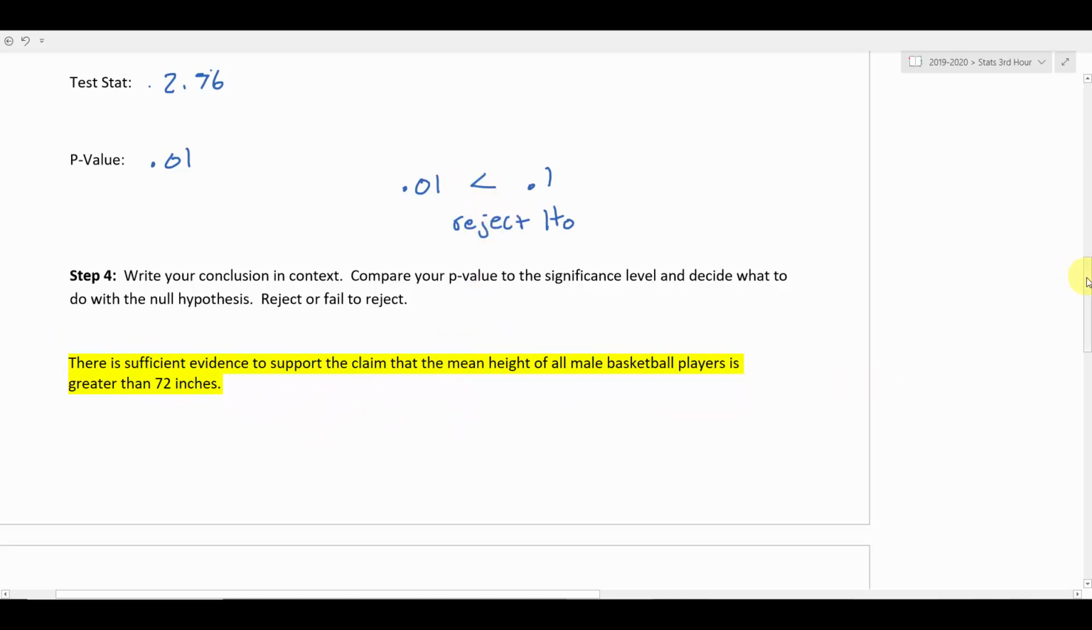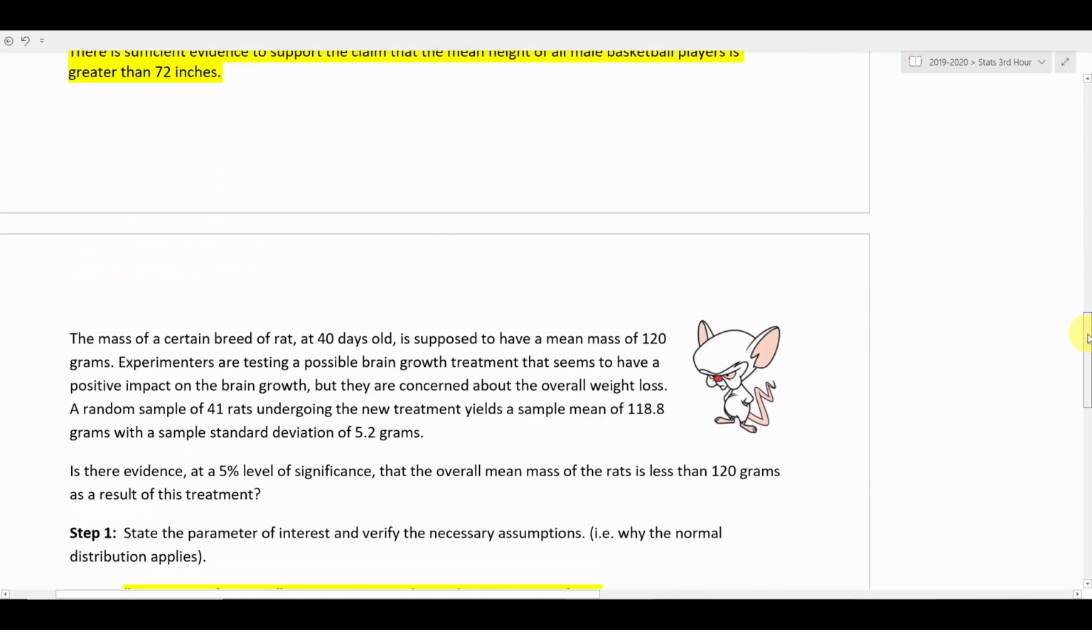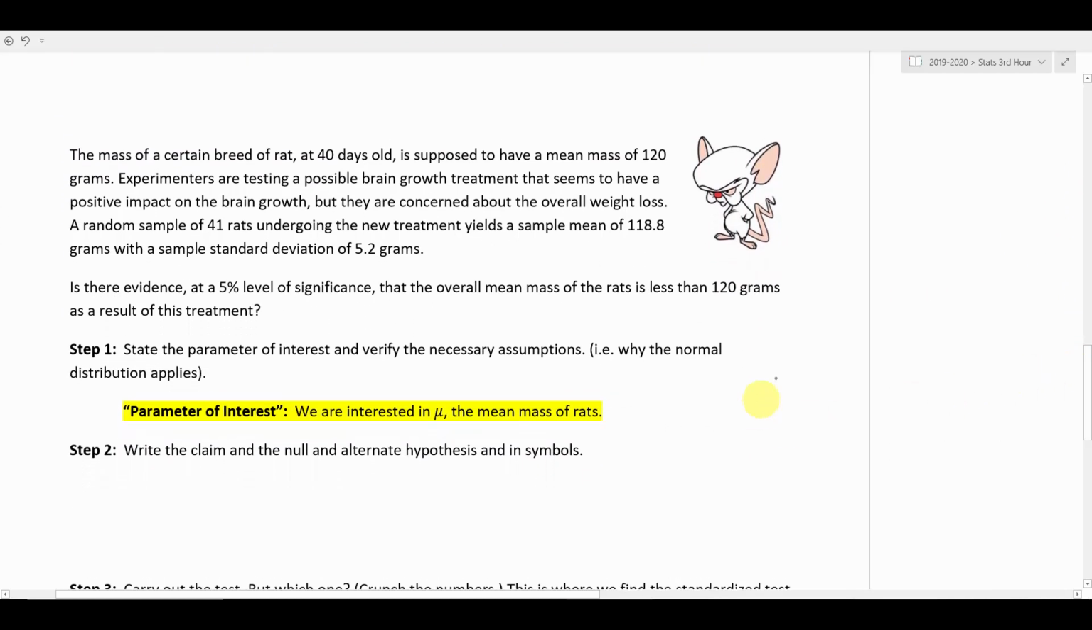All right, let's keep going here. Let's look at another example. So we've got rats in this one. And if you don't know this character over here, this is Brain. There was a cartoon a long time ago, back when I was a kid, called Pinky and the Brain. And it was about these two rats that lived in a laboratory, and their goal every single night, once the scientists all went home, was to break out of their cage and take over the world. It's a hilarious cartoon. You should check it out if you have never seen it before.